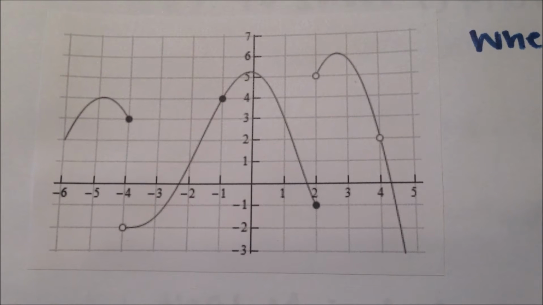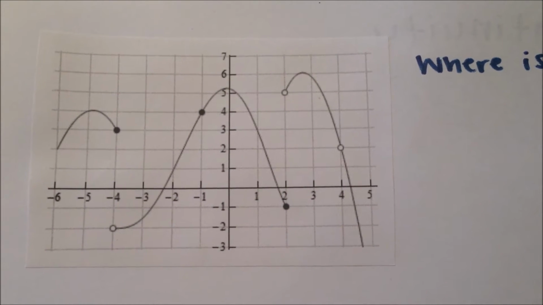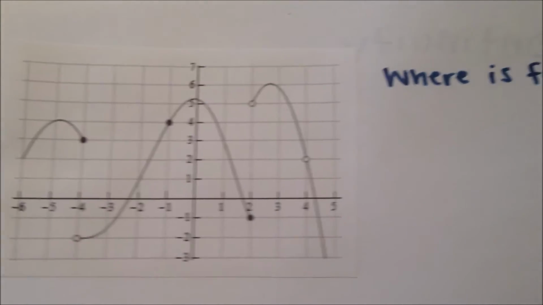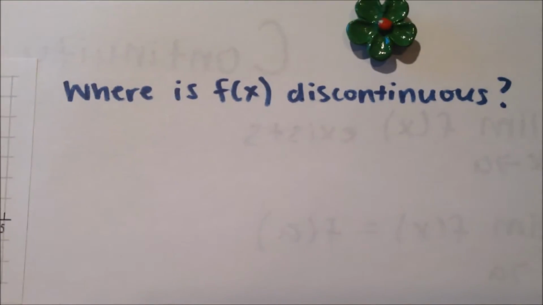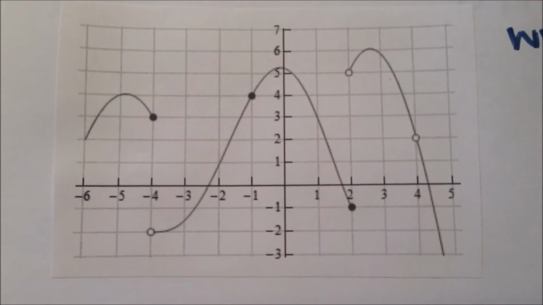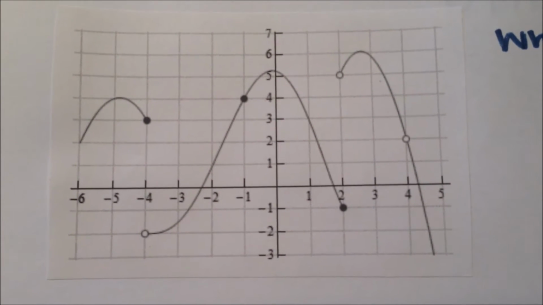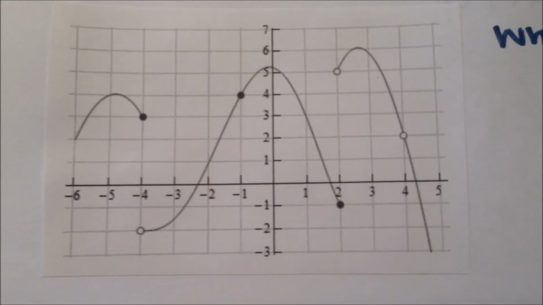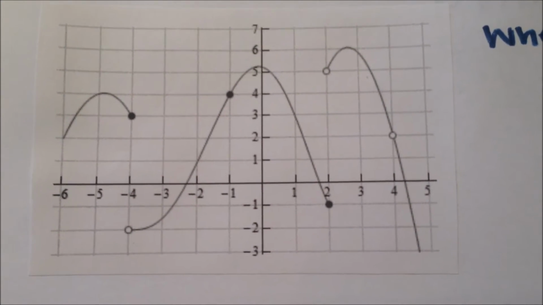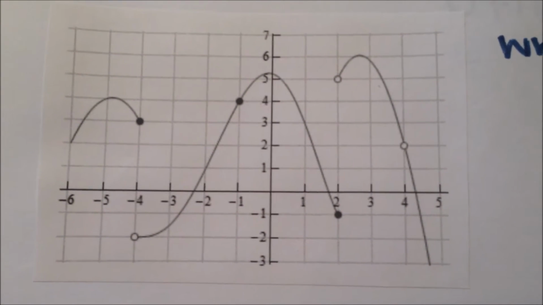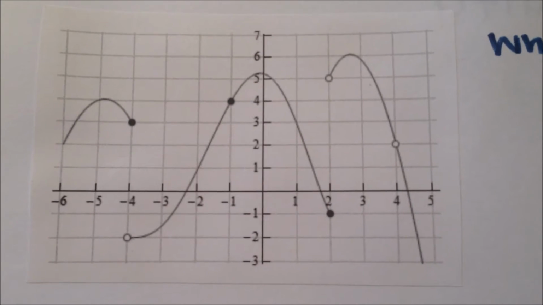So for the first example problem, we will be looking at this graph and find where the function is discontinuous. If we look at this graph, we can see that at x equals -4 and x equals 2, the limits do not exist. Therefore, the function is discontinuous. And at x equals 4, there is a removable discontinuity, so it is also discontinuous there.